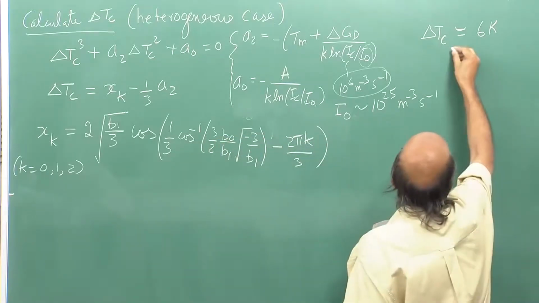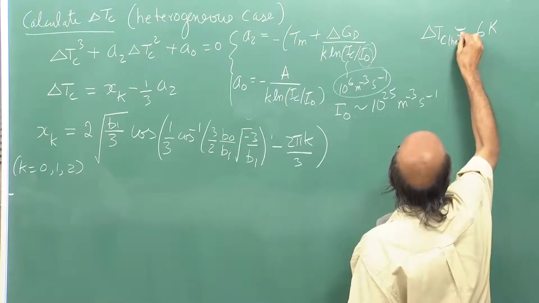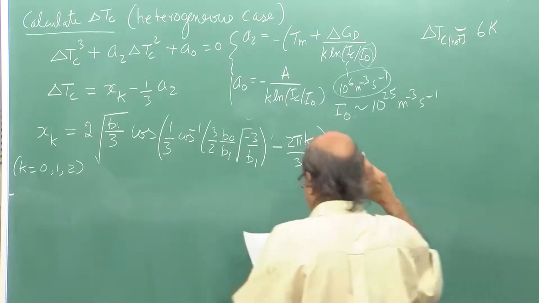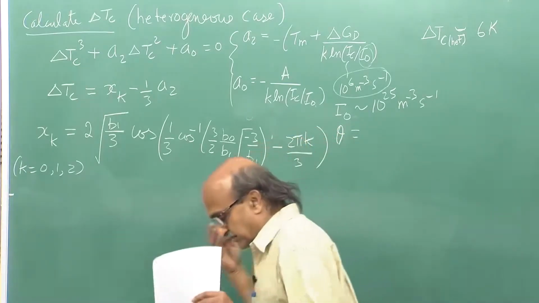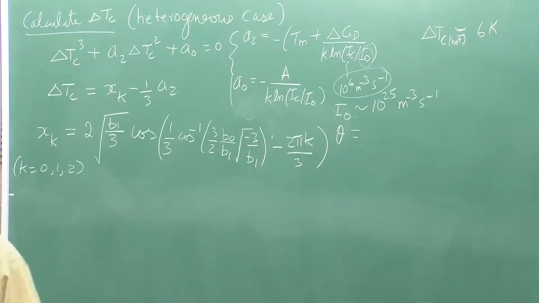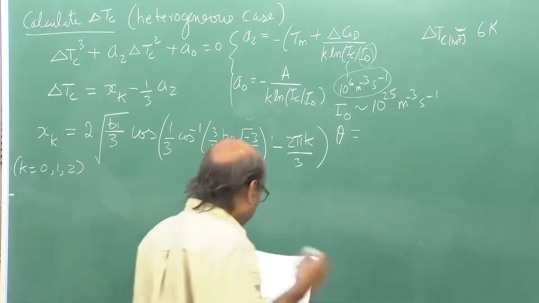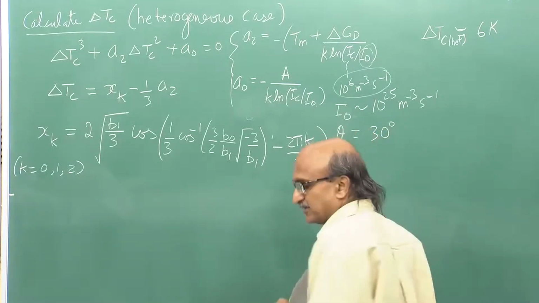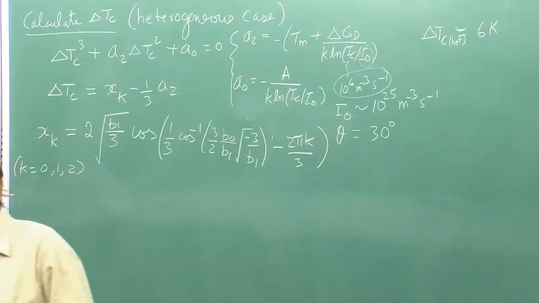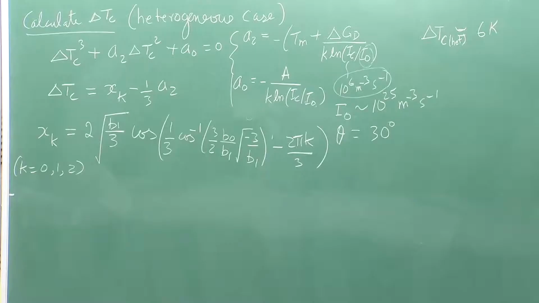Compare this. So this is for the heterogeneous case, and here I forgot to mention that the sites on which ice would nucleate, the contact angle theta has been taken as 30 degrees. So it is a very wettable site. It is what we can call, in the case of water, a hydrophilic site.